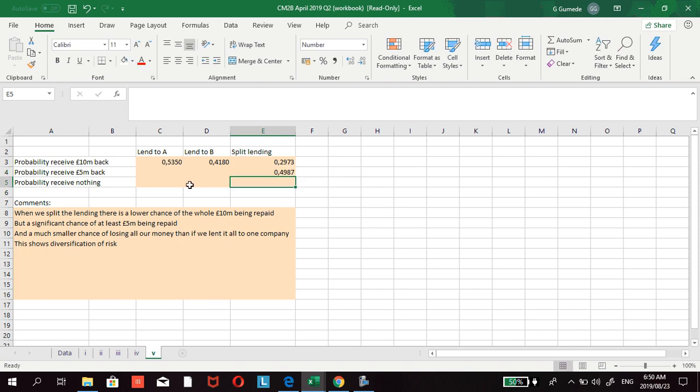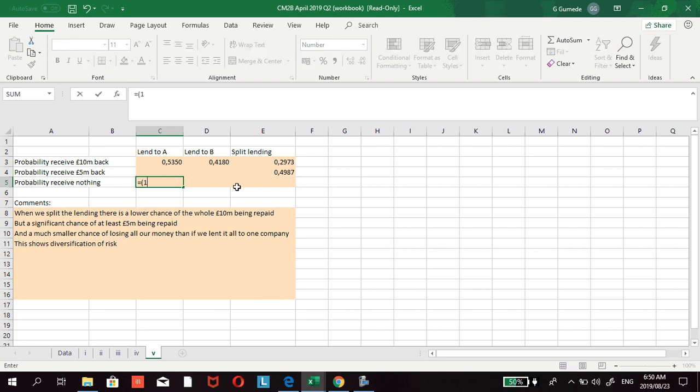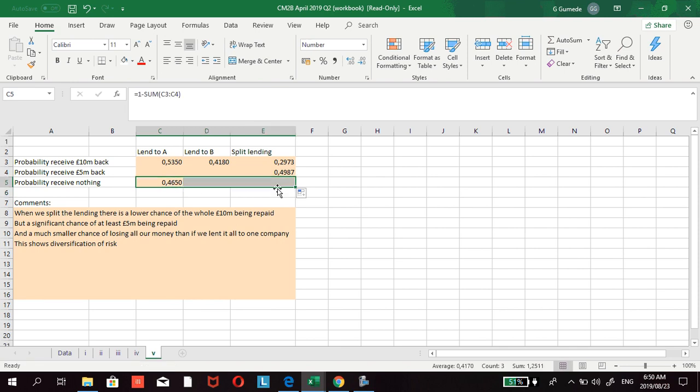Okay, now the probability that they receive nothing will just be 1 minus that they receive something in each case. So I'm going to have 1 minus the sum of this here, and I'm going to copy this formula across, and then my answer. So let me see if it's working properly. Yes. So what will be your comment?